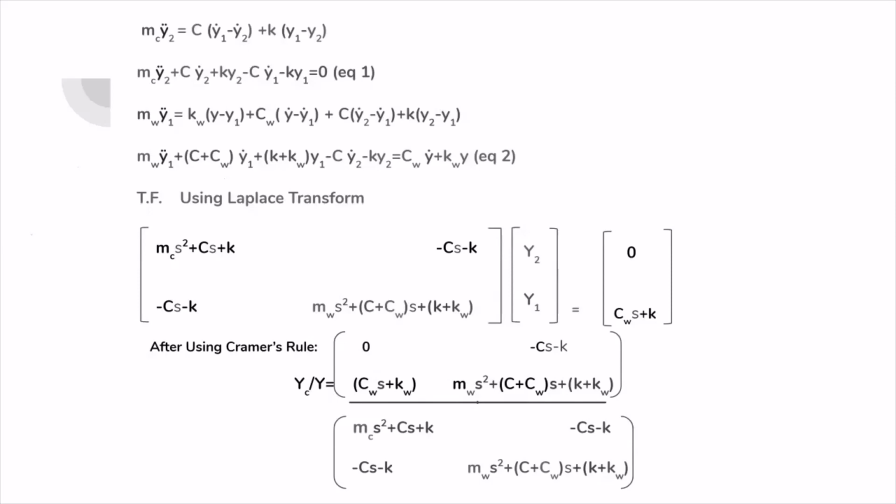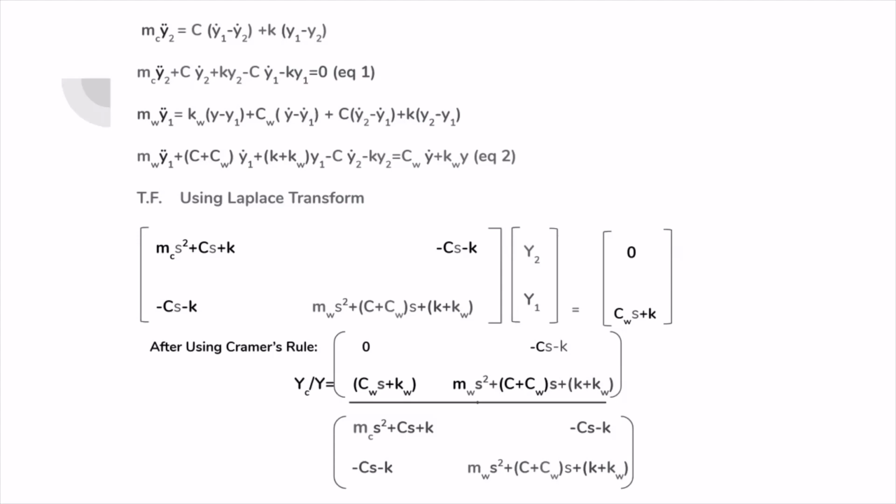For our equations of motion, we first looked at the forces that act on the car. So we have mass times acceleration of the car is equal to the damping coefficient times the displacement of y1, which is the wheel, minus y2, which is the car, plus the spring rate times the displacement of the wheel minus displacement of the car.